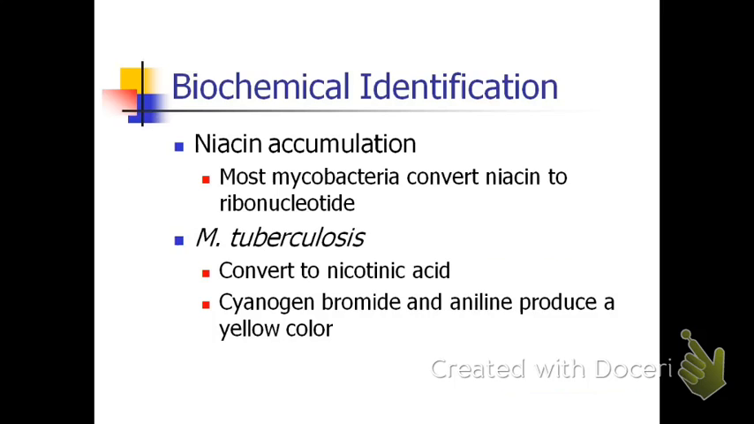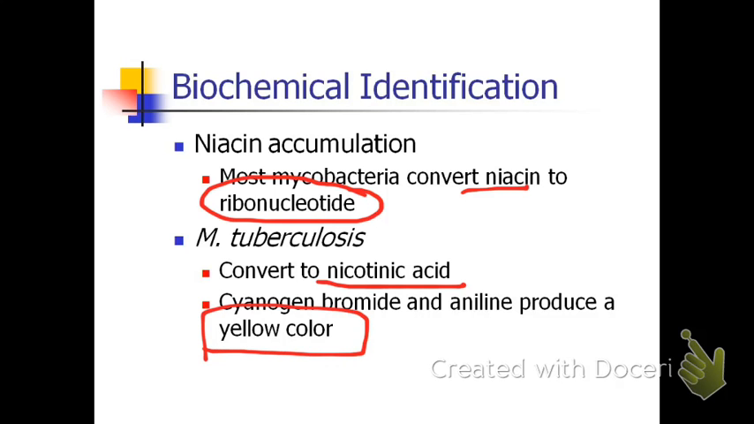Okay, so we now go to the biochemical identification of the different species of Mycobacterium. Remember, biochemical identification is for phenotypic characterization. What are the different ways of doing this? Niacin accumulation is based on the principle that Mycobacterium can convert niacin to another compound known as niacin ribonucleotide. Mycobacterium tuberculosis converts this to nicotinic acid. So, cyanogen bromide and aniline will eventually produce a yellow color, which is considered a positive result.